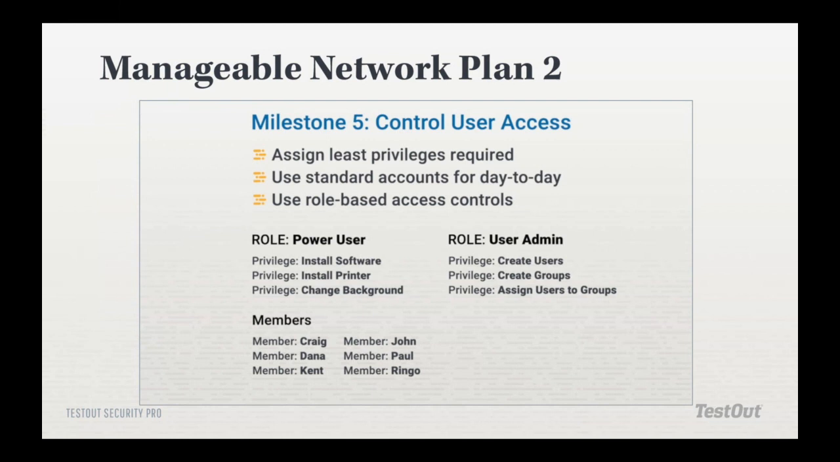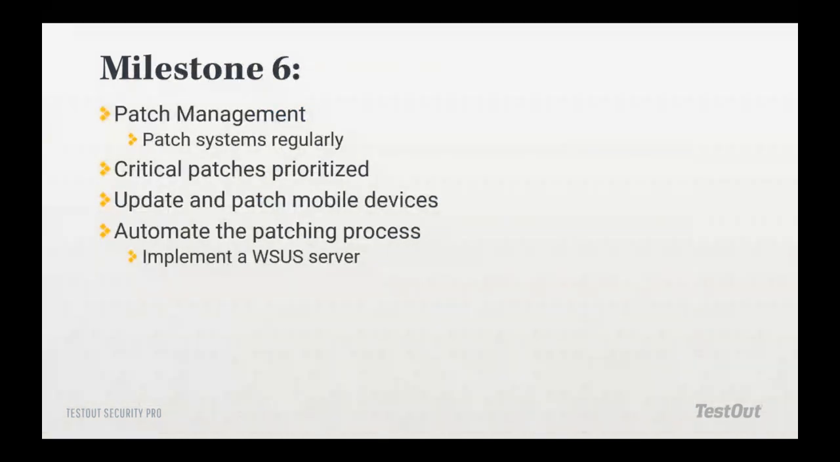Milestone 6 is patch management. This establishes an update management process for all software on your network. You want to make sure that you patch all your systems on a regular schedule, apply critical patches whenever they are released, include mobile devices that connect to the network infrequently. You also want to automate the patching process. And you may consider using the Windows Server Update Service with this as well.